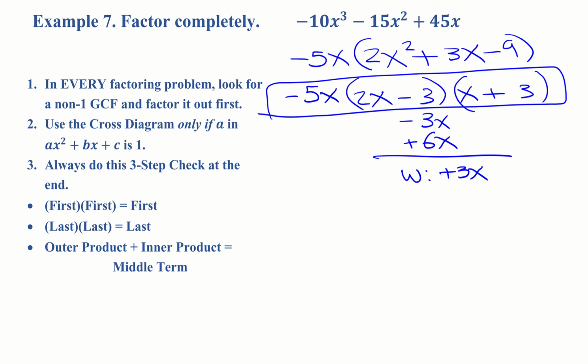Always be patient with these. Always make sure that you look for non-1 GCFs such as that and factor them out. Don't use that cross diagram that we used in the video covering the cases where the a is 1. For these, it won't work. And always do the 3-step check at the end: first times first, last times last, inner and outer. All 3 of those have to pass for you to have factored it correctly.